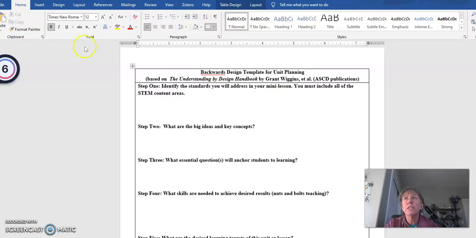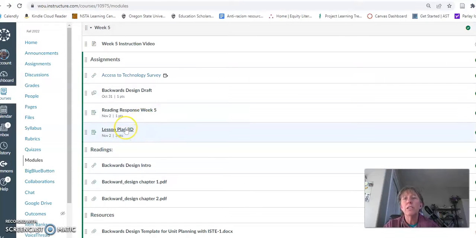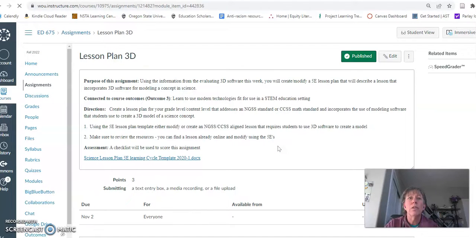So in addition to this mapping that out, or starting to map that out as a draft, you're going to actually do a lesson plan for a 3D model lesson. Last week you had to actually think about creating a 3D model. And so this week you're just going to write up a lesson plan that details an assignment that you could do with kids using some sort of 3D modeling.